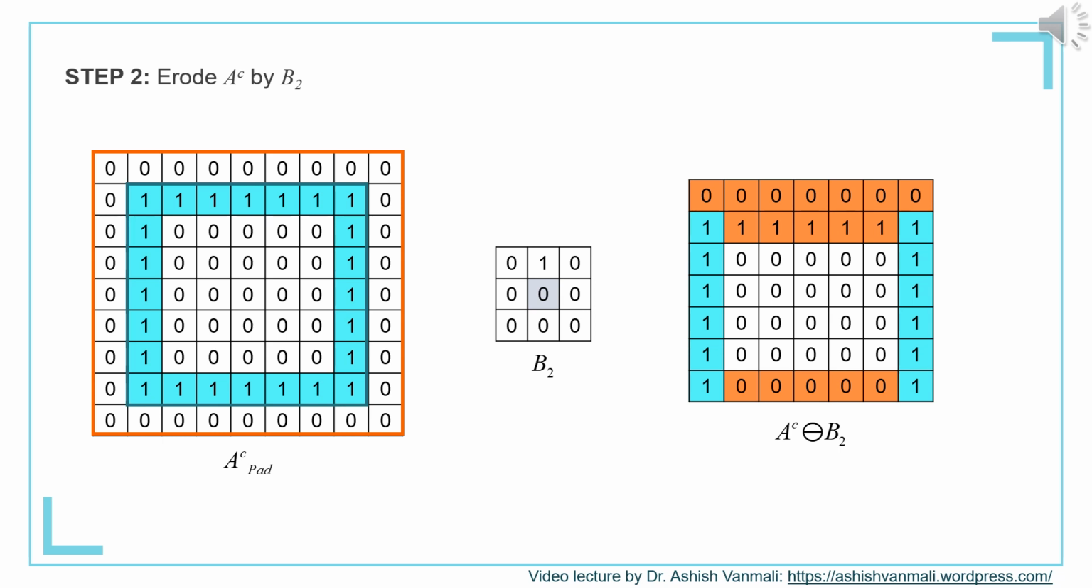Again, for simplicity of understanding, the original pixels are marked with the blue color, whereas the change due to erosion is marked with the orange color.